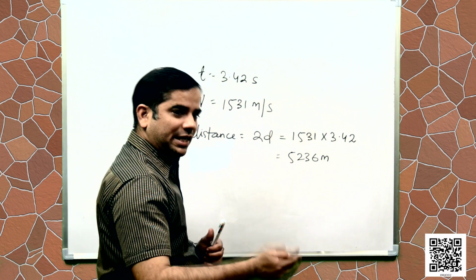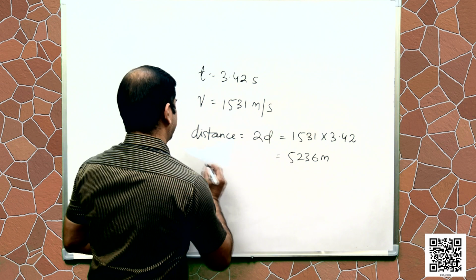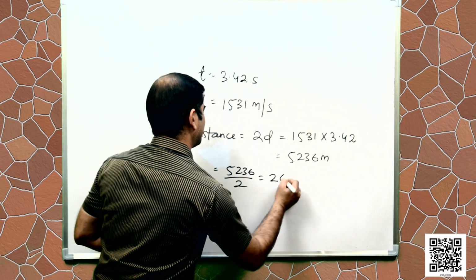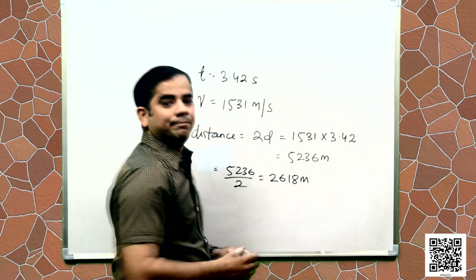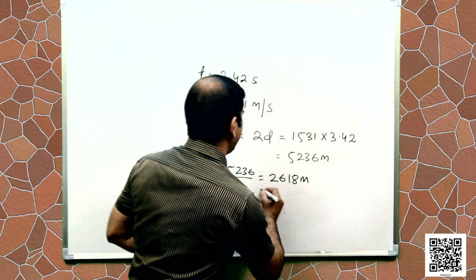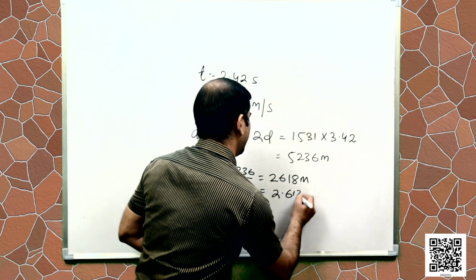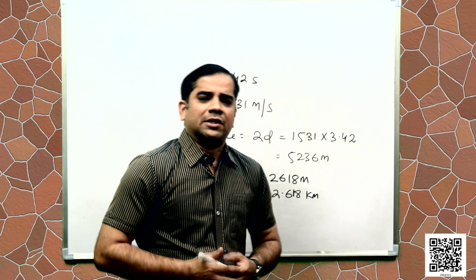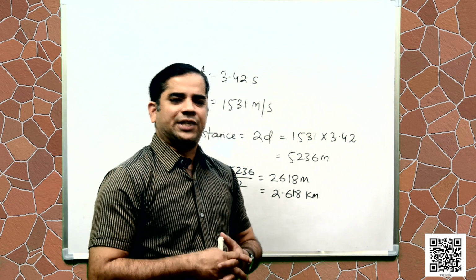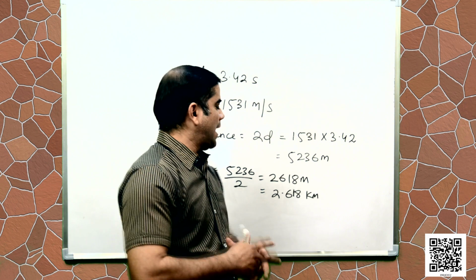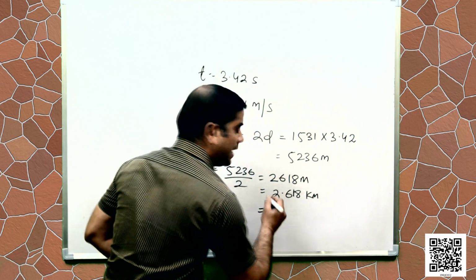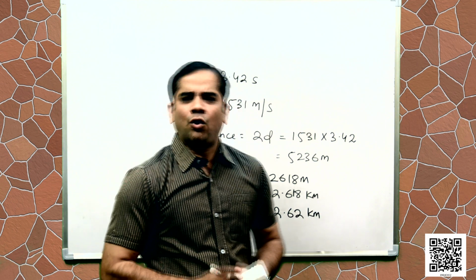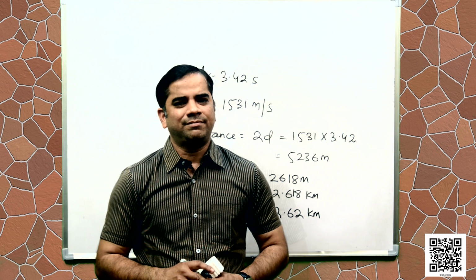So the distance of seabed from the ship is half of this distance, that is equal to 5236 divided by 2, 2618 meter. Okay, or we can say 2.618 kilometer. Okay. Thus the distance of the seabed from the ship is 2.618 kilometer, or when we round it up, it becomes 2.62 kilometer. Fine. Hope you understand this example.